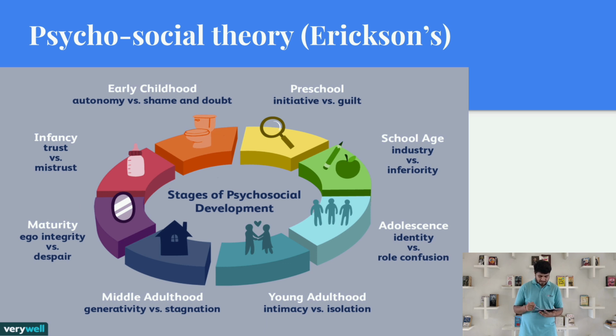In adolescence, there would be identity versus role confusion. In young adulthood, it would be intimacy versus isolation. In middle adulthood, generativity versus stagnation. And at the final stage, which is maturity, there would be ego integrity versus despair. So these are the 8 components which complete a full cycle of Erikson's theory.